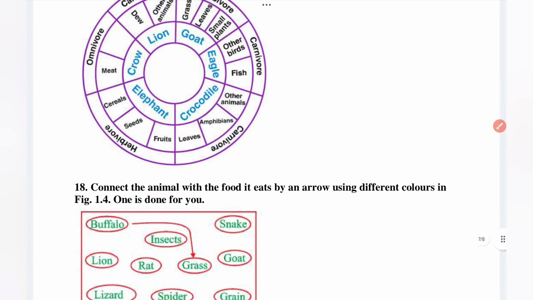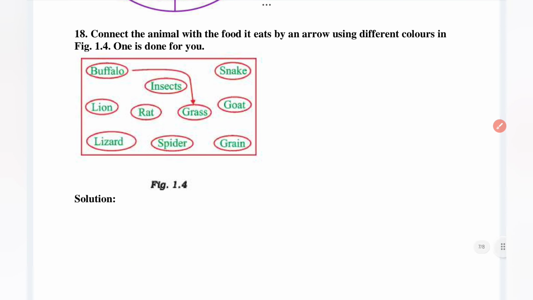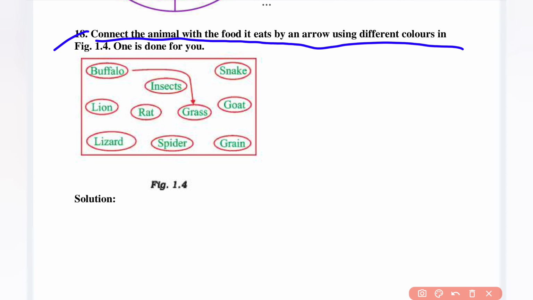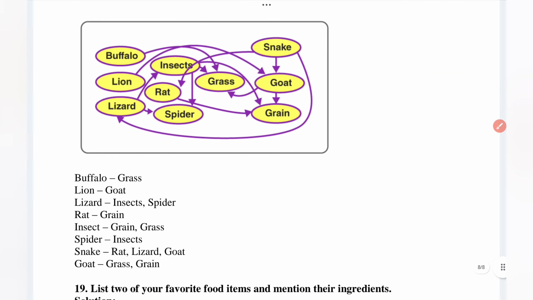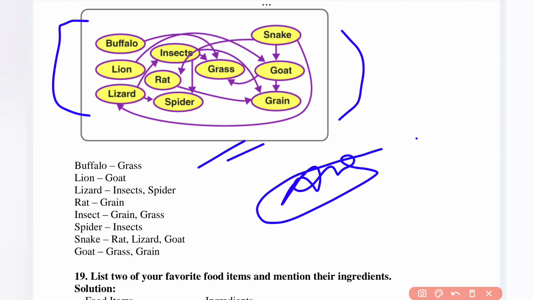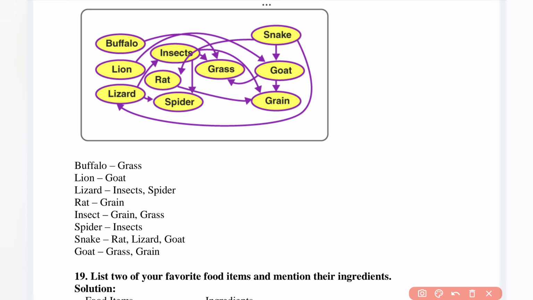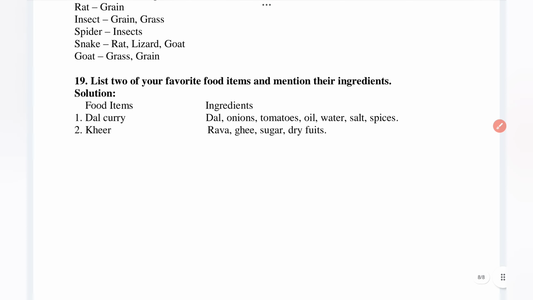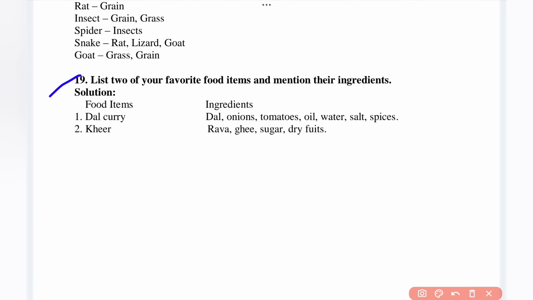So you can see the 18th one here. This is the 18th question: connect the animals with their food using arrows in different colors in figure 1.1. It is done for you. So this is the answer. This is the answer of this one. Here you can see buffalo and this, and that's the 17th one. So this is our 17th one, which is the last.